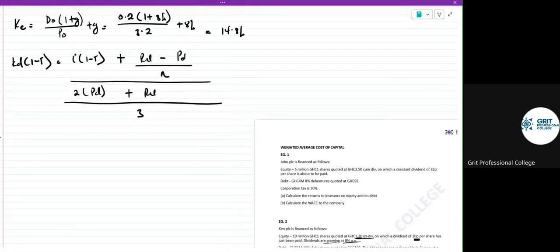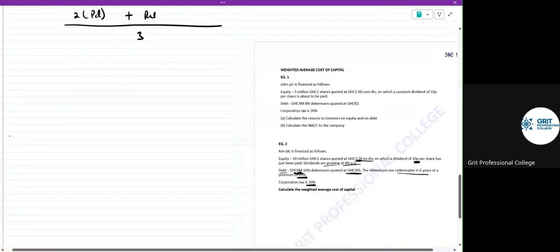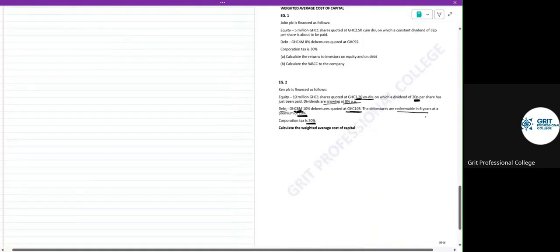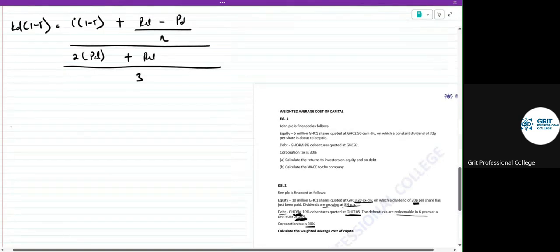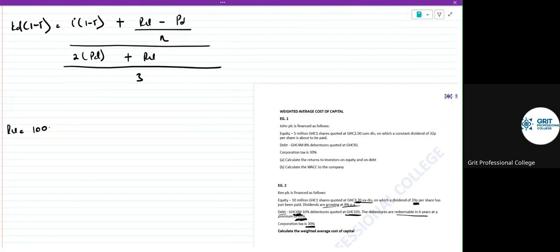Now, in this question, we're told that after 6 years, the debenture or the bond will be redeemed at a premium of 10%. So the redemption value will be the face value of 100, remember, plus 10%. And that will mean that the redemption value will be 110 per each bond.